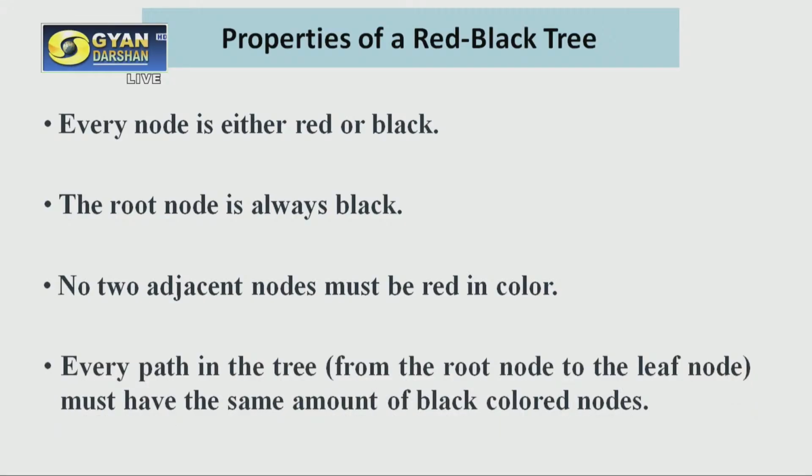And the fourth property is that every path in the tree, path meaning starting from the root till the leaf node, has the same amount of black colored nodes. There should not exist any path such that the number of black nodes is different. It should not be there. So if all these four properties, along with the BST property, the binary search tree property, are satisfied, then we say that it is a red black tree.